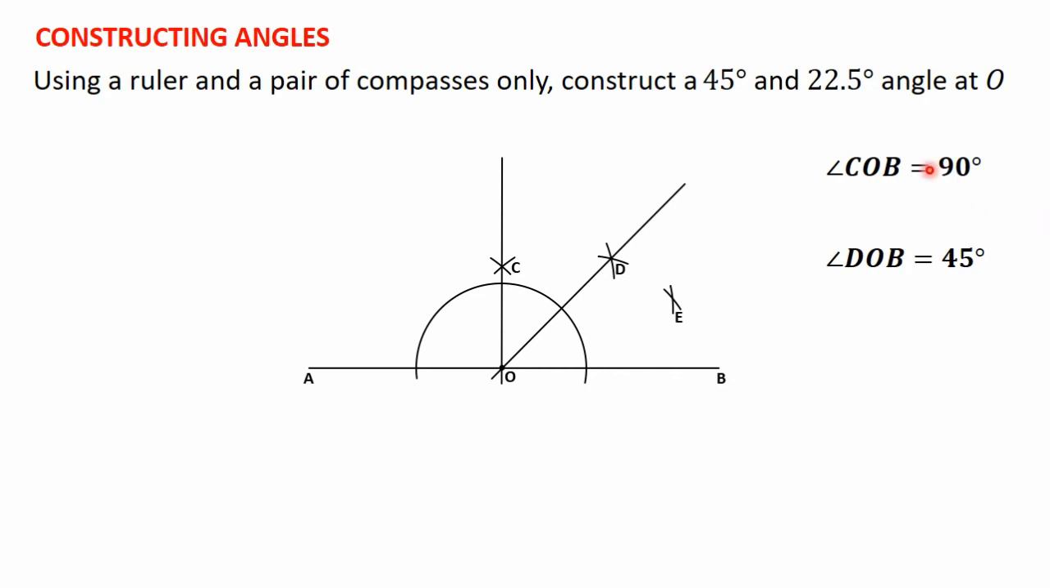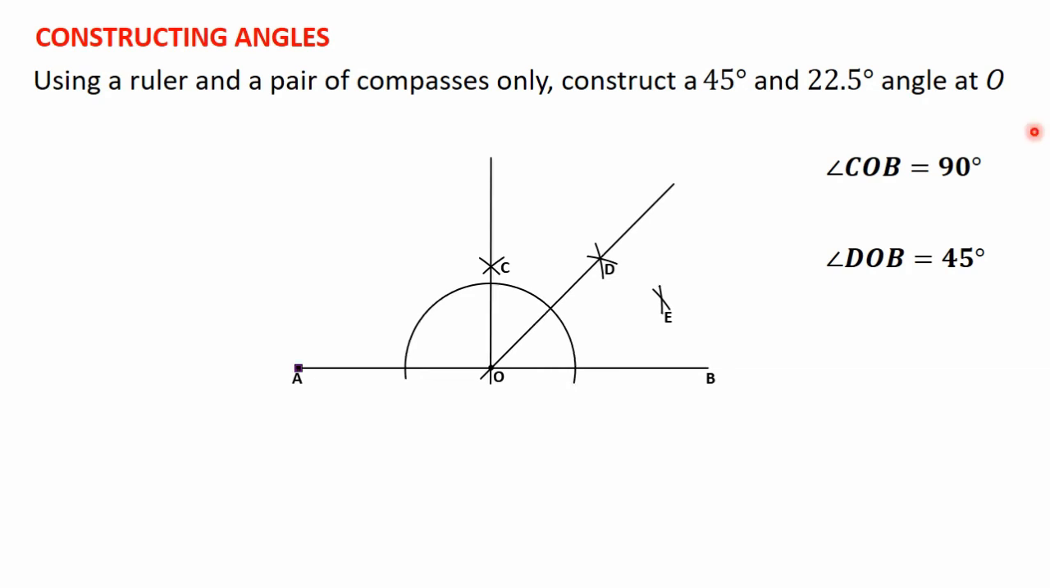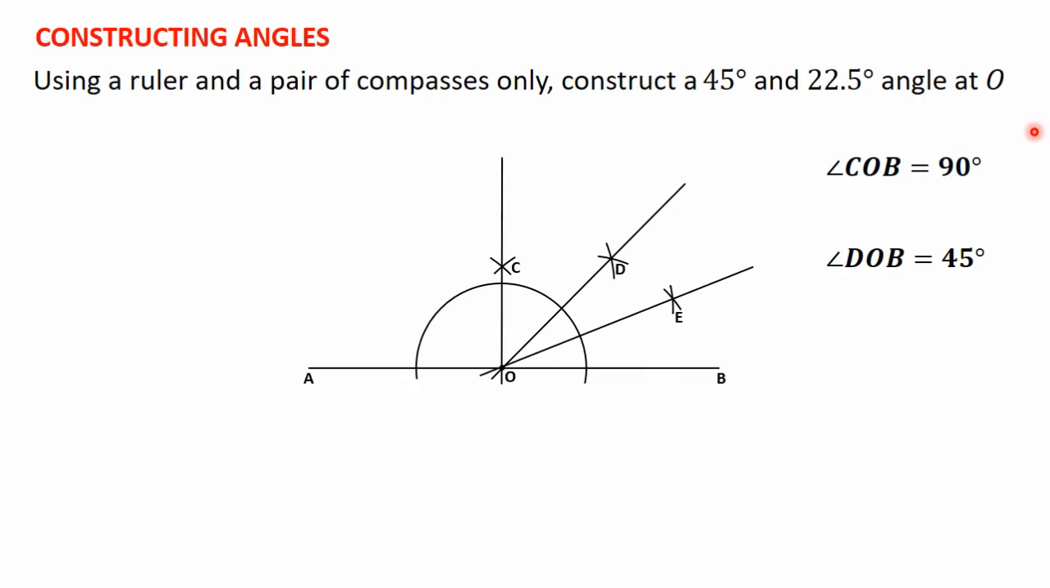To get the 22.5 degrees angle, we will join point E to point O. So using your ruler and your pencil, you join point E to point O, like I'm doing here. Joining point E to point O will give us our 22.5 degrees angle. So from here, we can say that angle EOB is 22.5 degrees.